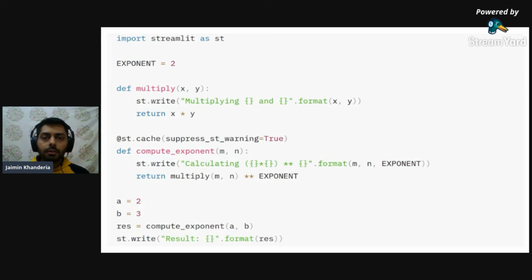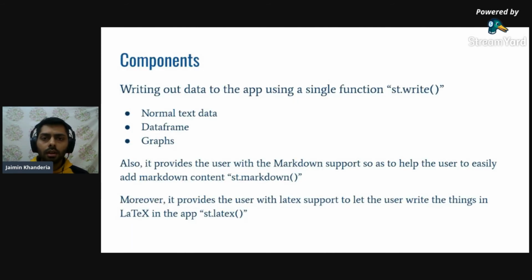Now that we have looked at some of the basic concepts, let's take a look at the widgets and components that Streamlit provides to create web apps. As a developer, you need to flush out various forms of data to your web app. Whether you need to flush out text data, tabular data, data frames, graphs, images, plots, anything, you can just call a single function st.write and you will achieve your purpose.